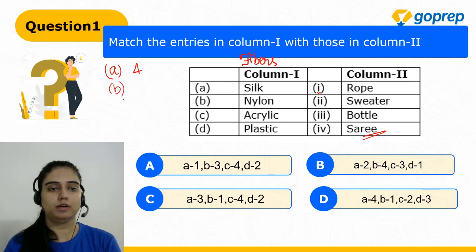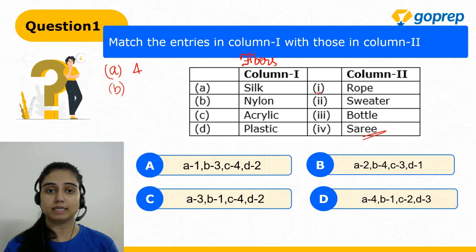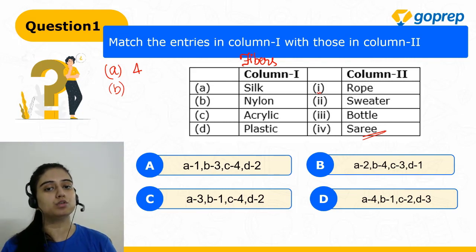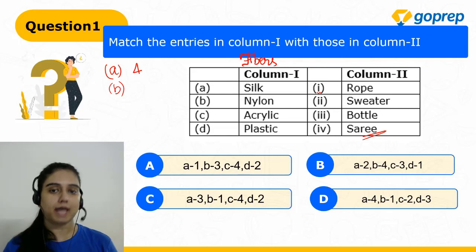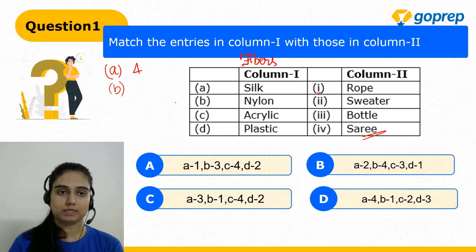Next is nylon. A very interesting and fundamental property of nylon is that it can tolerate very high temperature. That's why it is used in ropes of parachutes and ropes for mountain climbing. When we do mountain climbing, we also use ropes made of nylon. So nylon is used in making ropes.